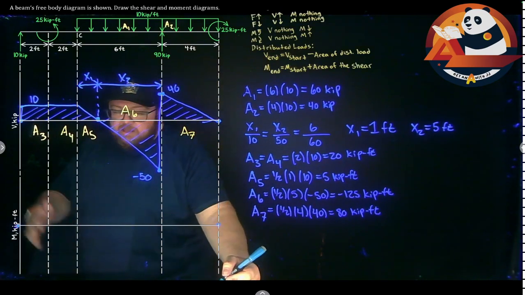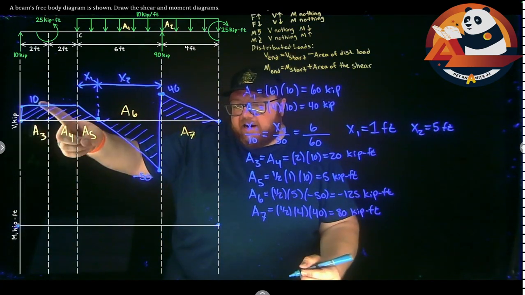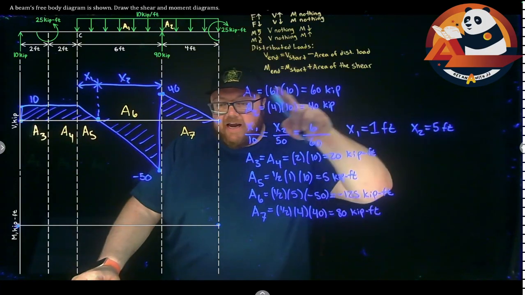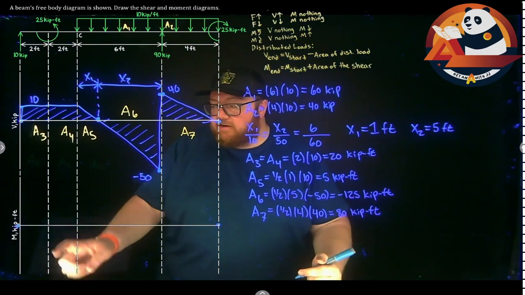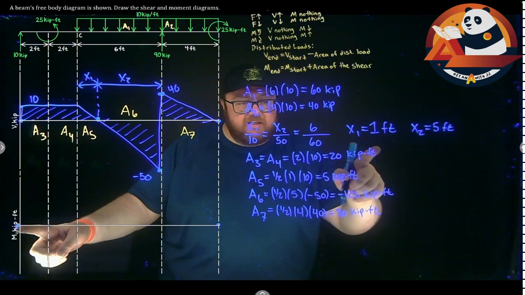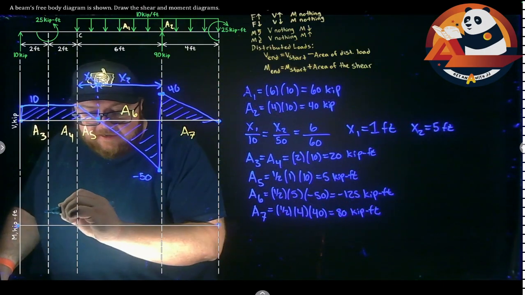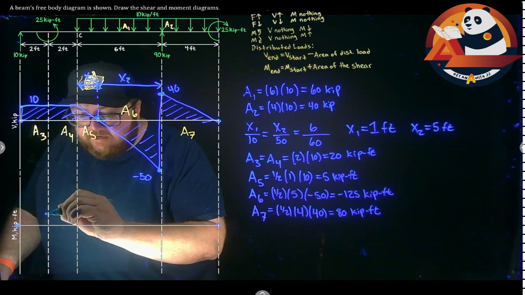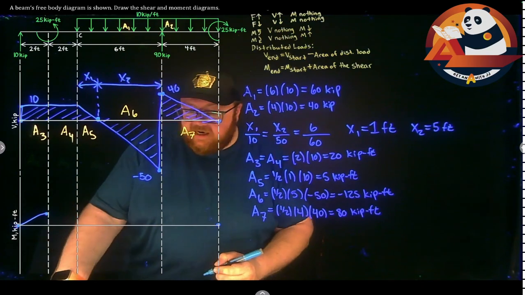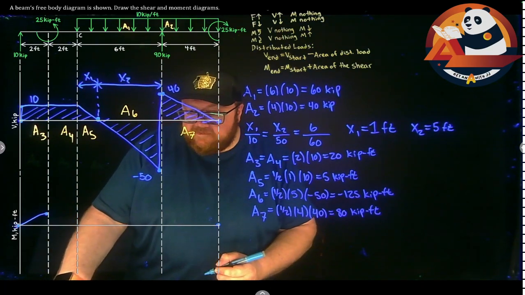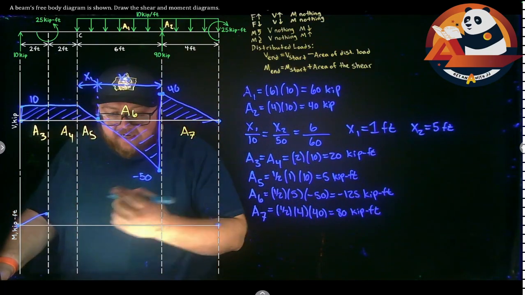As I start to work left to right across this, I get area 3. So my moment at the end of area 3 is the moment at the start plus the area of the shear. So 0 plus 20, I'm going to be up here at 20. So come up to 20. I had a constant for my shear, so I should integrate that, get a linear moment.